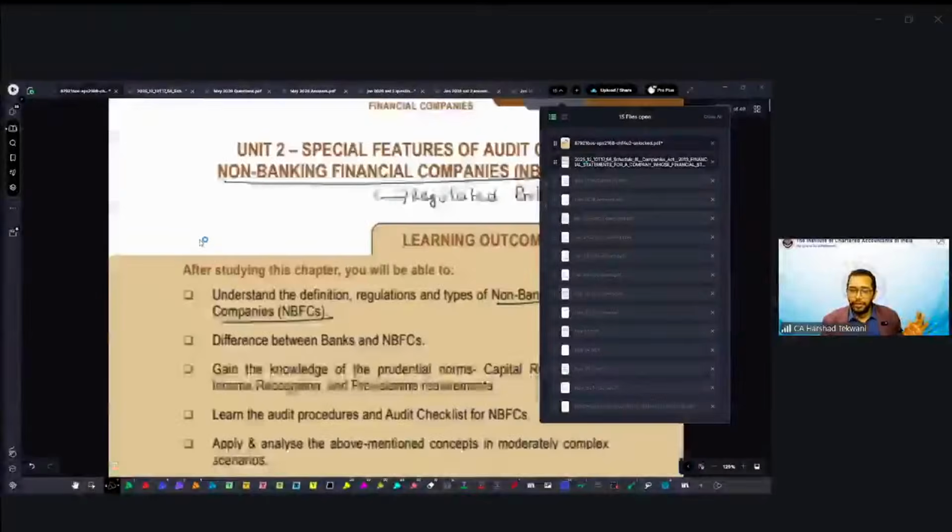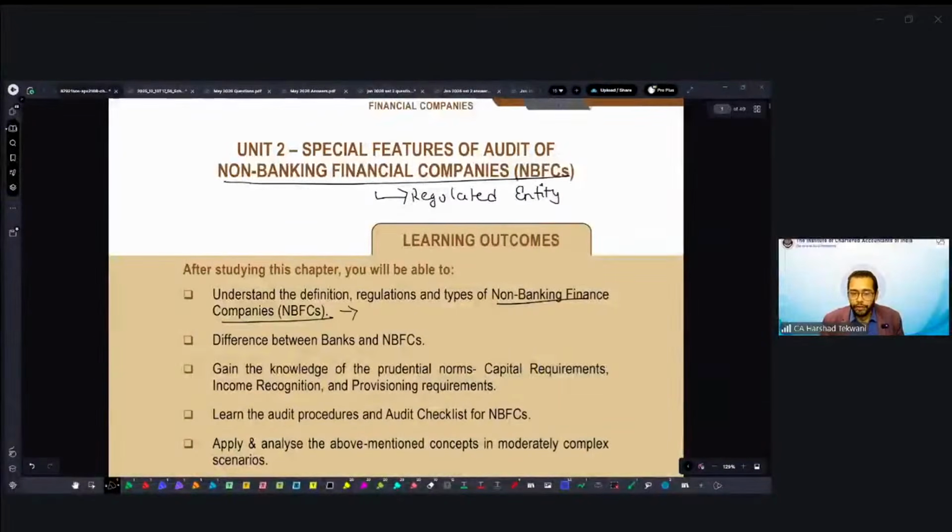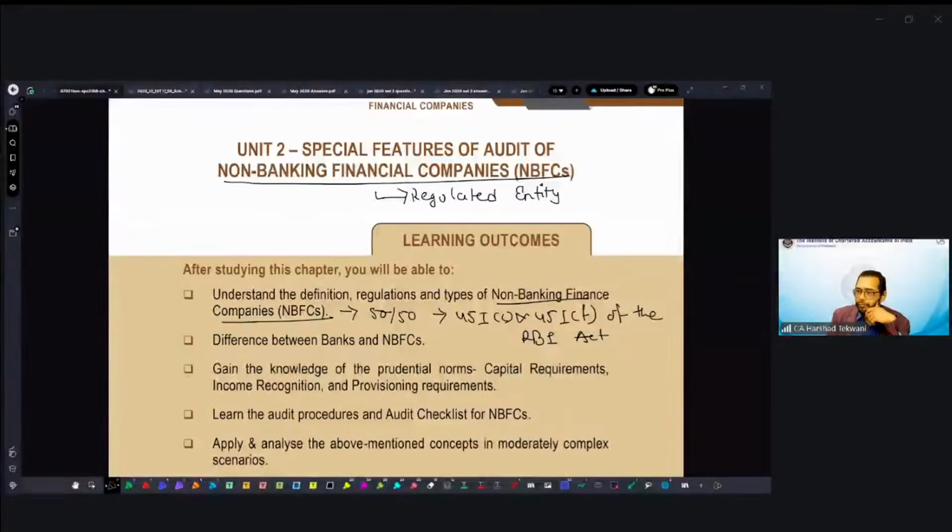So we have understood what is NBFC. If you have to answer on the NBFC, it is the 50-50 criteria, which is given under Section 45I(c) and 45I(f) of the RBI Act, and it can be a company and everything. Clear?